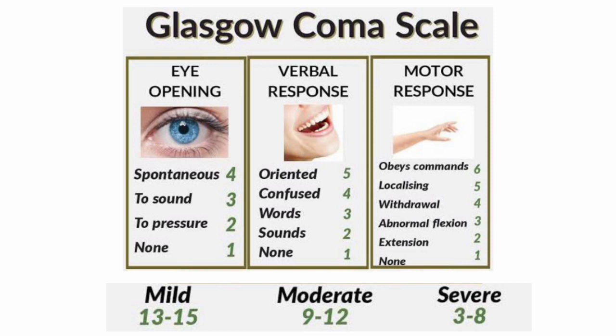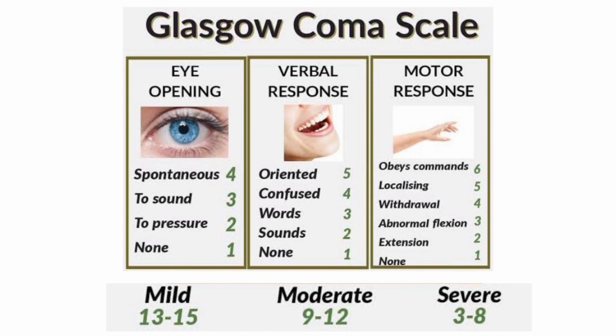We have grade 1 if the person makes no movements. Abnormal extension, for example the decerebrate posture, would be grade 2. Abnormal flexion, that is the decorticate posture, would be grade 3. If the person performs flexion or withdrawal from painful stimuli, that would be grade 4. If the person moves to localize the pain, that would be grade 5. And if the person obeys commands, that would be grade 6.